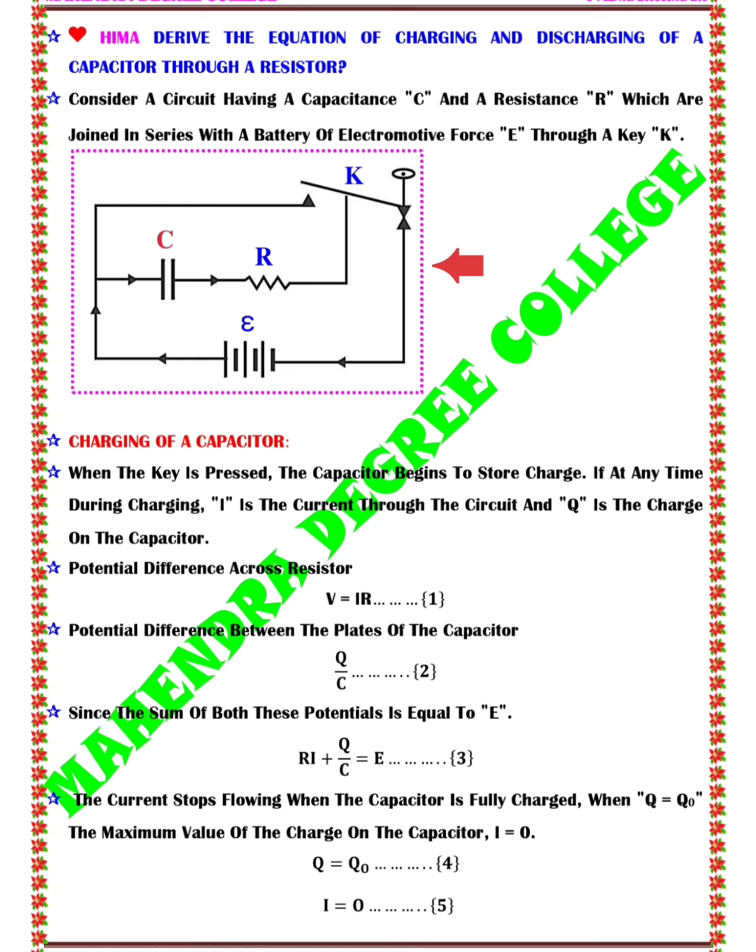where R means resistor, which limits the flow of current in the circuit. C means capacitor, which stores electrical energy by accumulating charge. Epsilon means battery, which provides the electrical energy to drive the current. K means switch, which controls the flow of current by opening or closing the circuit.